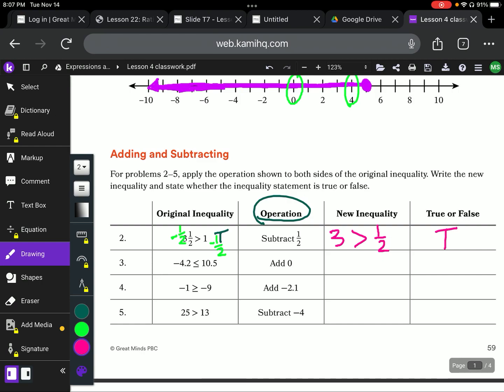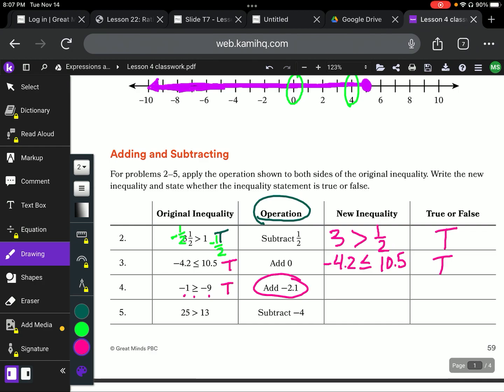Negative 4 and 2/10 is less than 10.5. That currently is true. If we add 0, we're going to get negative 4 and 2/10. Is that still less than or equal to 10.5? Yes, of course. Now, what about when we have a negative number, when we're adding a negative number? Right now we have -1 is greater than or equal to -9. That is true. Don't get confused.